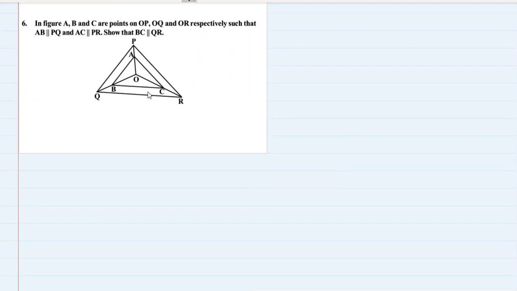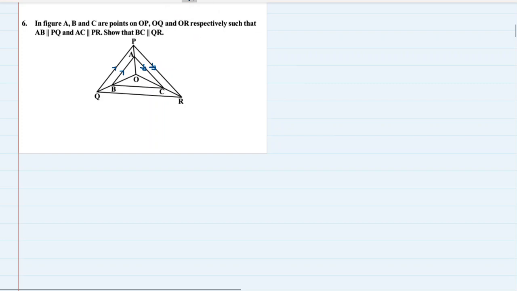A, B, and C are points on OP, OQ, and OR respectively, such that AB is parallel to PQ, AC is parallel to PR, and BC is parallel to QR. Now, show that BC is parallel to QR. We have to show that OB upon BQ is equal to OC upon CR, which can be easily shown. So first you write given, to prove. No construction is required. The diagram is already given.